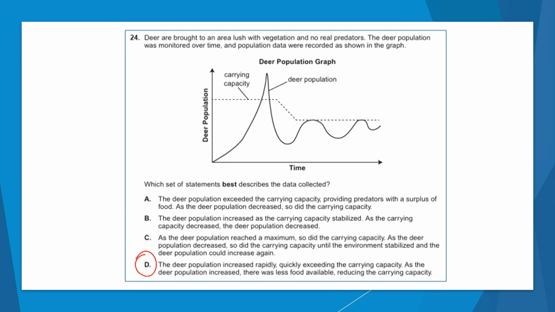The deer population increased rapidly. That's what this part is showing us right here. It's increasing rapidly. See how fast that population is growing? Okay, quickly exceeding the carrying capacity, which it did. This is the carrying capacity. We overshoot. This is called overshoot when you go over the carrying capacity. As the deer population increased, there was less food available, reducing the carrying capacity. So what happens is this part of the population, this is overshoot. This is more than the environment can support.